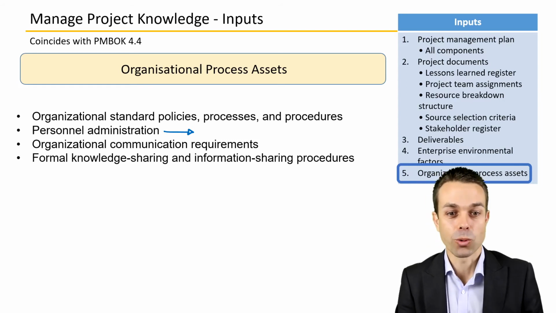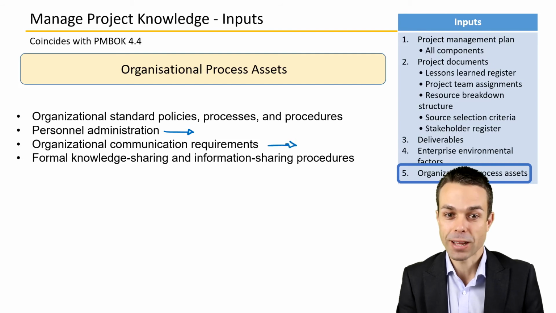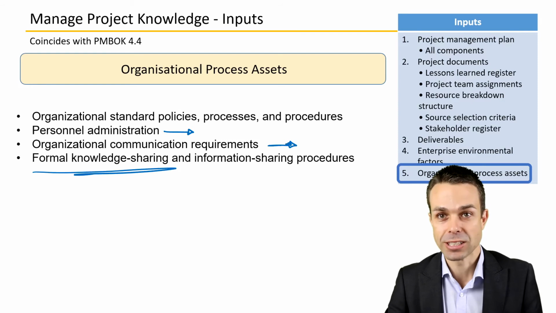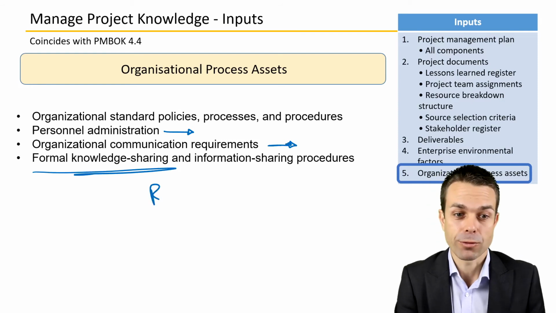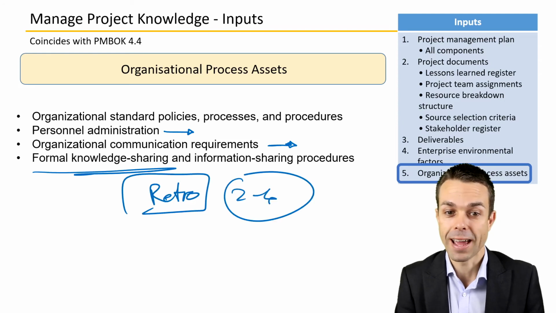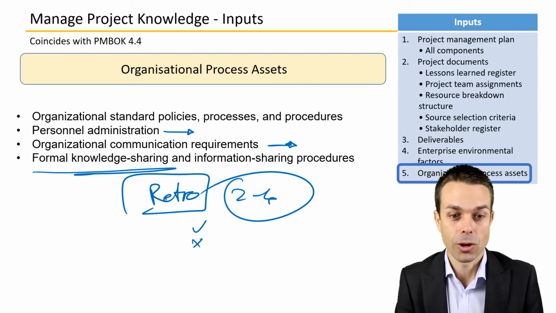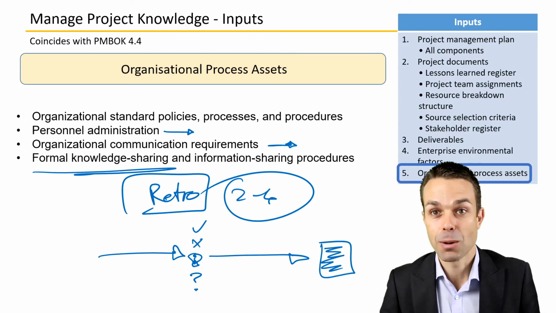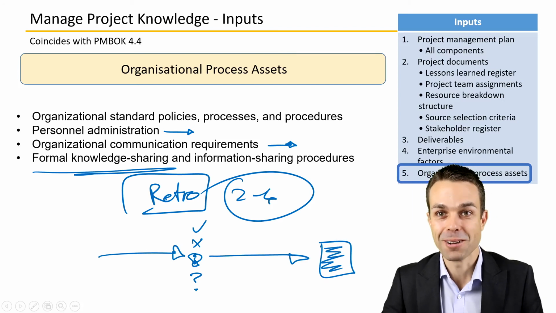Organizational communication requirements. So are there any official channels for communication and formal knowledge sharing and information sharing procedures? Is there a retrospective, for example? So a retro at the end of a 2 to 4 week sprint in Agile, we might be coming back to the team and saying, what went well, what did not go well, what did I learn, and what still puzzles me. And we can take that information and put that back into our project and use it for next time or the next iteration as we're continually evolving.